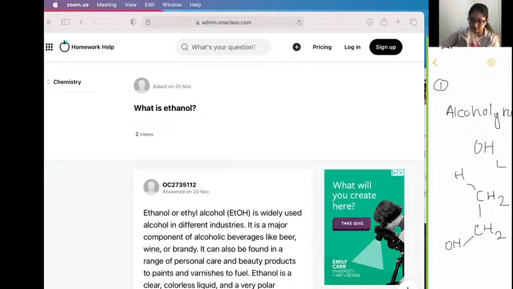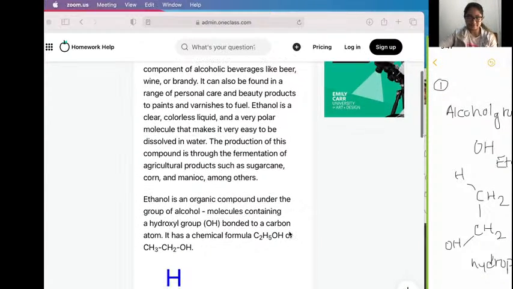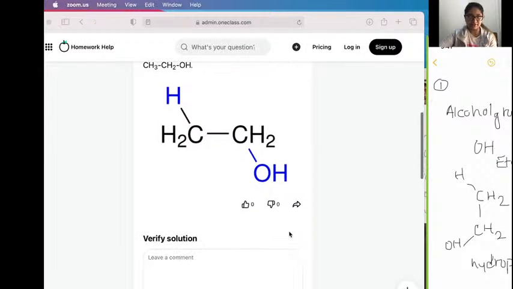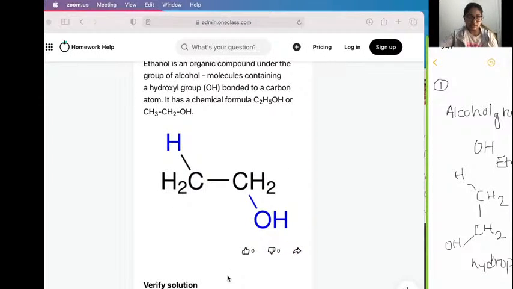It can also be written as ETOH, short form for ethanol. And this is a secondary alcohol, because it has two carbons here. So this is what ethanol is. It's really hydrophilic, meaning it can dissolve in water really rapidly, and it's very polar too. And yeah, this is what we got, the chemical formula.